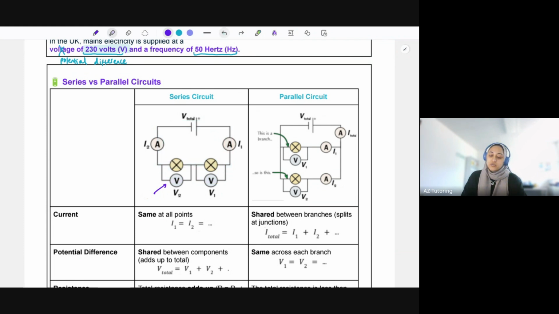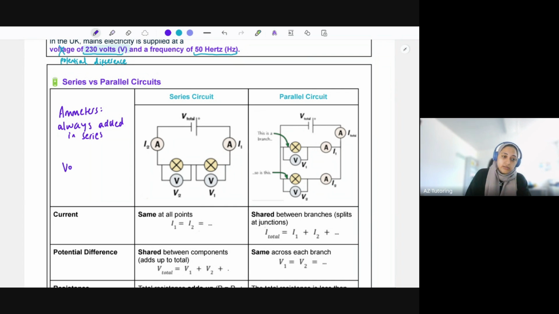So they might ask you to add them in. Add a suitable voltmeter, add an ammeter in. Your ammeters are always added in series. So you can see here, for example, I've added it just on the actual series circuit. And then the voltmeter, which measures potential difference, that gets added in parallel to the components.